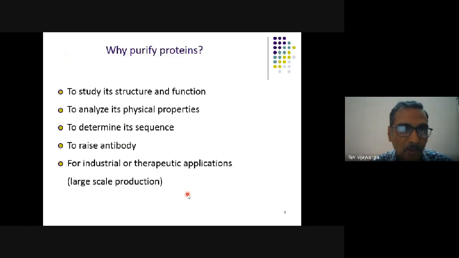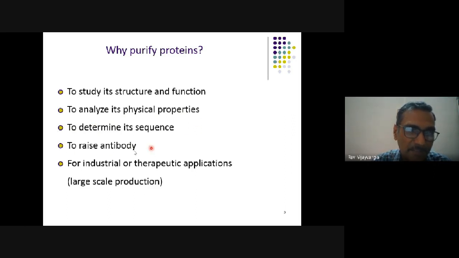Okay, so why do I ask this question? These are some of the common uses of purified protein. First is to study the structure and function of the protein and other physical properties: whether it is alpha helical, beta sheet, what the thermal stability or pH stability of the protein is. All those physical properties can be analyzed with purified protein. To determine the sequence: if you are working with an unknown protein whose sequence is not known, you can purify and then sequence it.